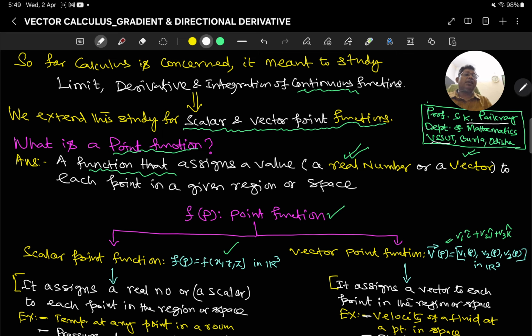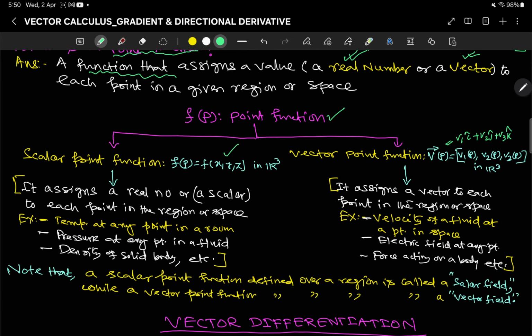So without much delay, let us discuss the details of this point function, scalar point function, vector point function, gradient, and the application of the gradient. The directional derivative is one of the major consequences of the gradient.